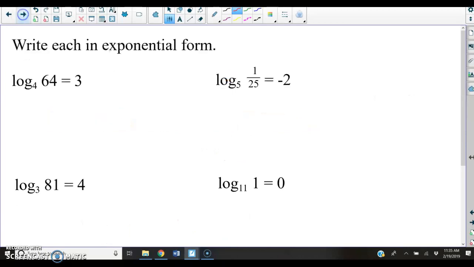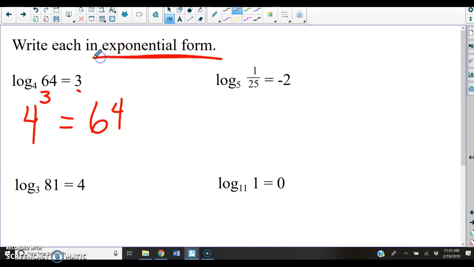Let's look at a few examples. Okay. 3 is the exponent. The logarithm equals the exponent. 4 is my base. So this is really saying 4 to the third is 64. And when you do that, you are now writing it in exponential form. So we went from logarithmic form to exponential form.